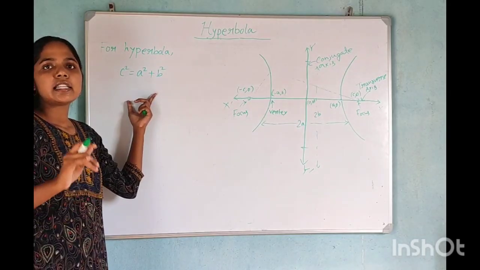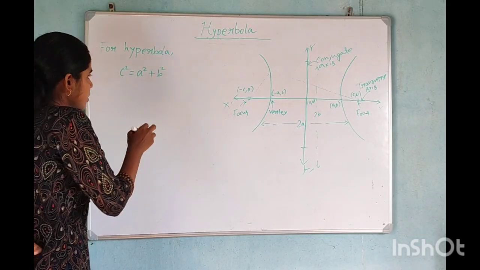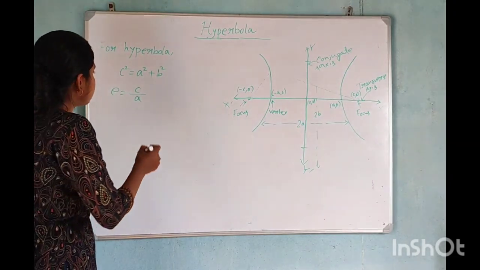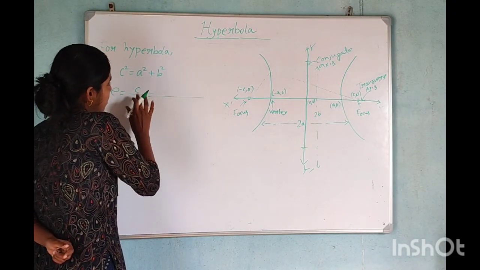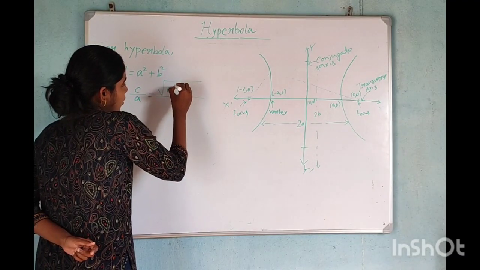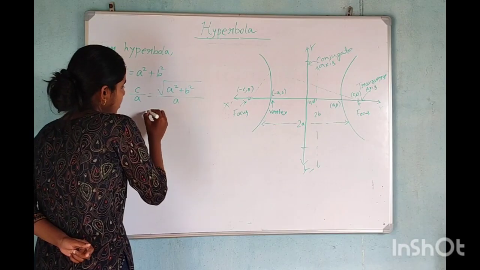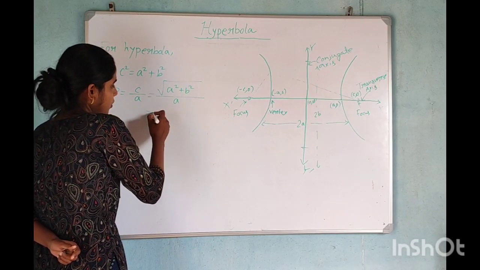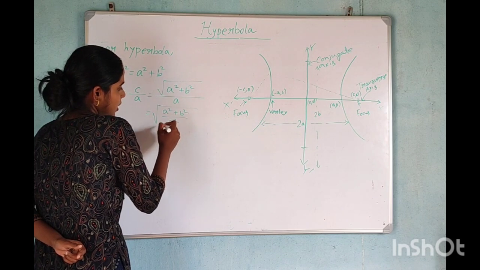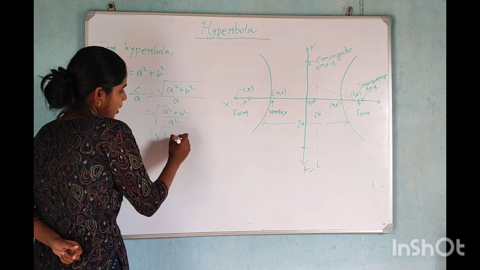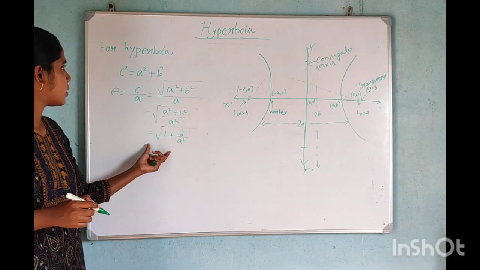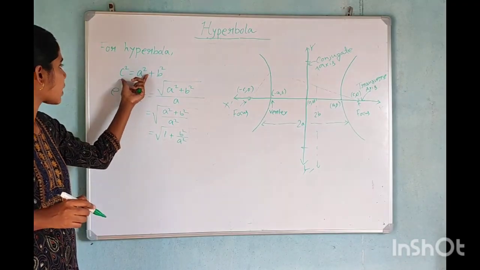And we know that the eccentricity formula is e equals c by a, right? So here c is what? Root over a square plus b square. So take a under the square root. So it will be a square plus b square in the numerator and a square in the denominator. So it will be root over 1 plus b square by a square. So this is the eccentricity formula. We got it from this relation.